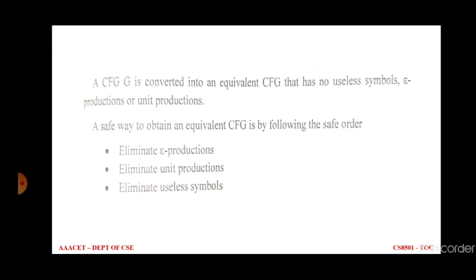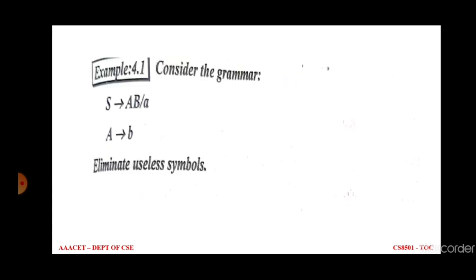So the grammar is converted into an equivalent CFG which has no useless symbol, epsilon production or unit production. The safest way to obtain an equivalent CFG is by following the safest order: first of all we have to eliminate the epsilon production. After that we eliminate the unit production, and finally we have to eliminate the useless symbols. We will see one by one.